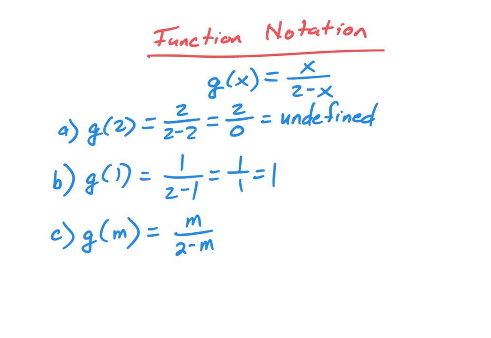Okay, for this last one, because we don't know the value of m, we don't really know what the number is, right? M is an unknown. And so there's really nothing we can do to simplify this. We can't knock these m's out because this m here is connected with the 2. So this is as simplified as I can get. That's how we would leave our answer: m over 2 minus m.